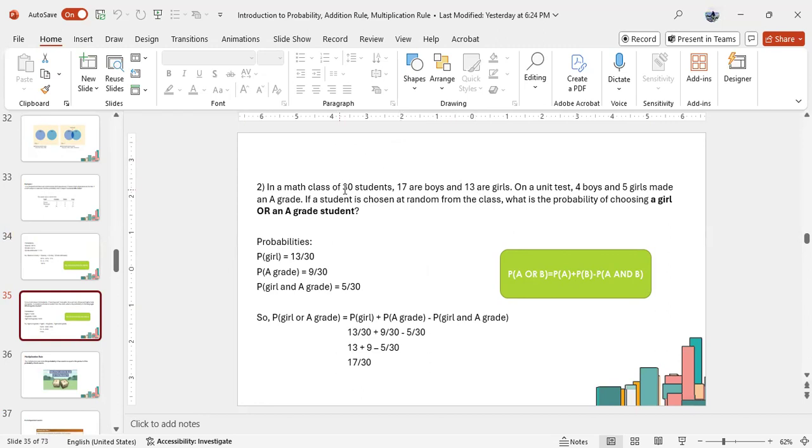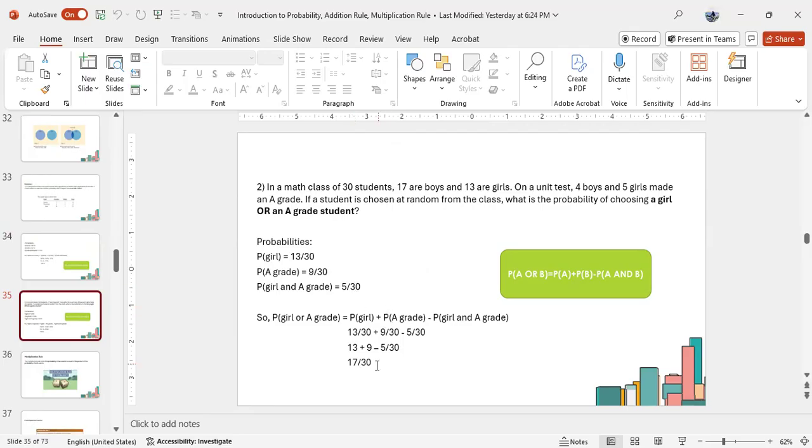13. And the total number of students was 30. So the probability of a girl would be 13 by 30. Probability of an A grade student would be 5 plus 4, 9, so 9 by 30. And probability of girl and A grade, the shared space: there are only 5 girls who scored A. So probability of girl and A grade would be 5 by 30.